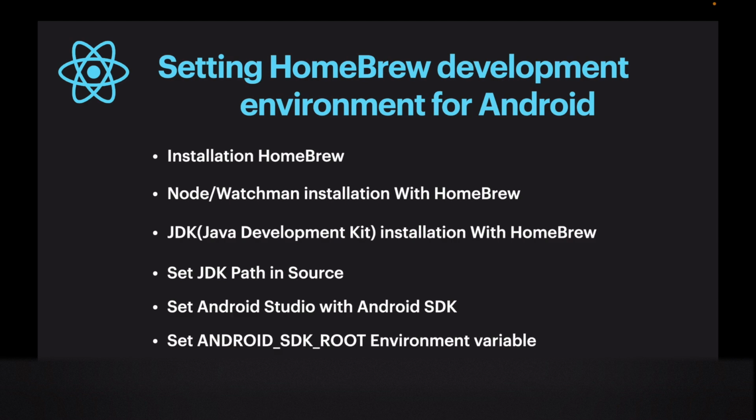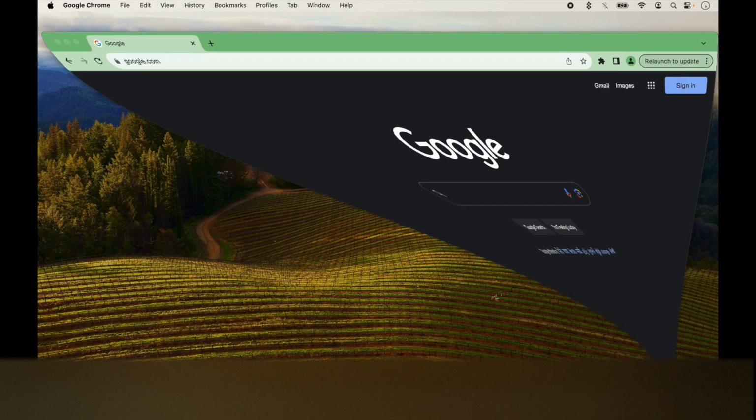So in this lecture, we will cover multiple parts. First we will install Homebrew, and second we will install Node and Watchman using Homebrew, and third we will install the JDK using Homebrew and set the JDK path in source, and next we will download Android Studio and set the Android SDK path, and finally we run the Android application. So let's begin and complete every step.